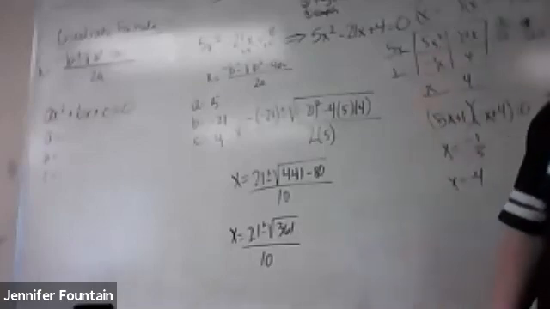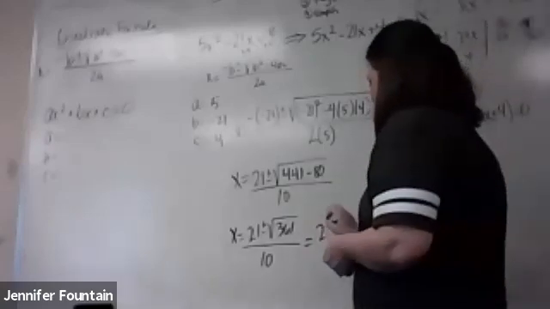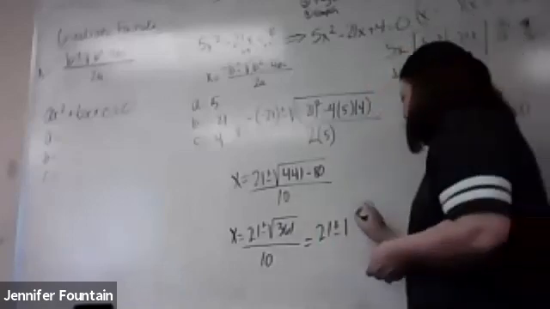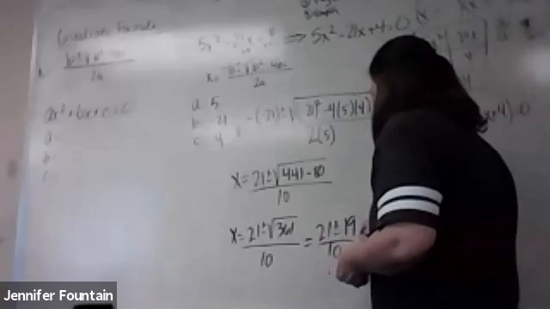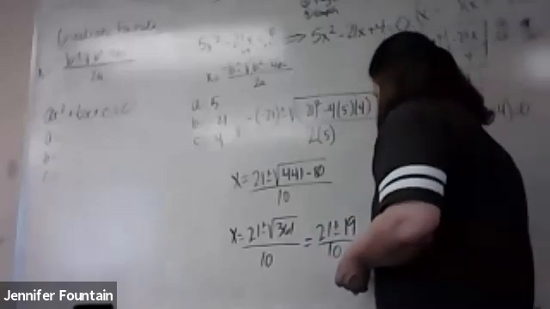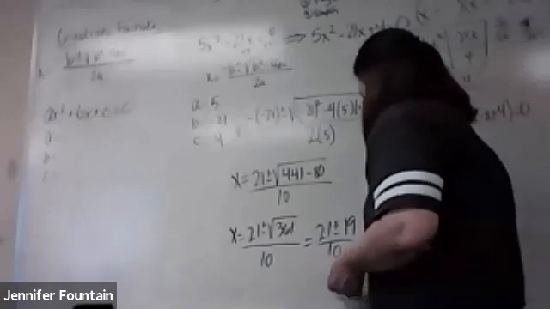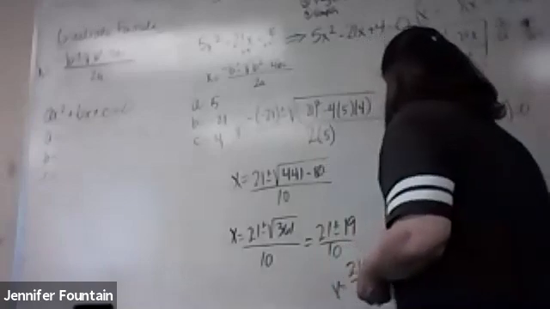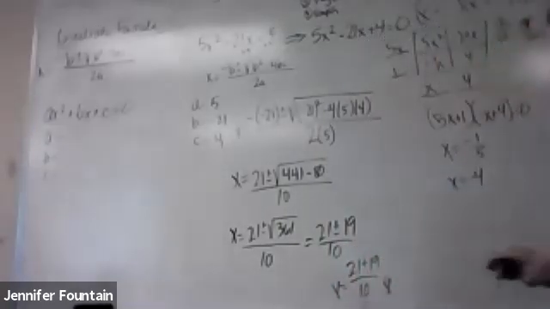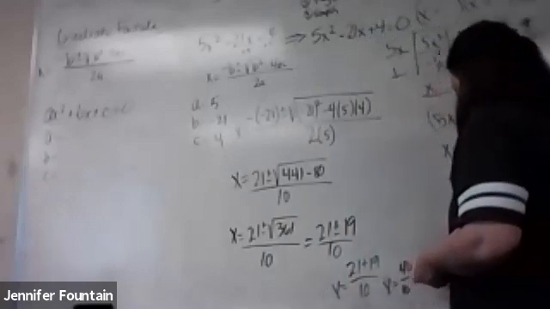See, all you gotta do is check it. Is she right that the square root of 361 is 19? Yes, she got it right. All right. So 21 plus or minus, what do we say the square root of 361 is? 19. 19 over 10. So that means I've got 21 plus 19 over 10. X equals that. So X equals, what's 21 plus 19? 40 over 10, which equals 4.